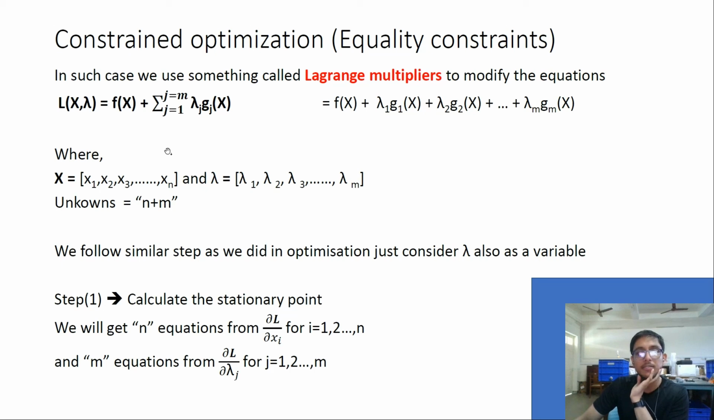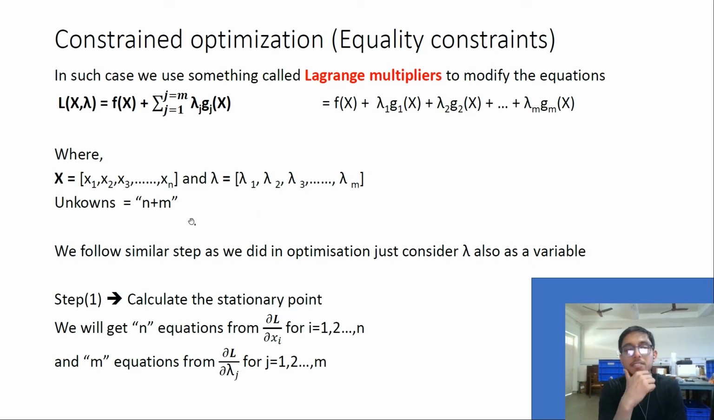Now, what are the variables? First, we don't know x1, x2, x3 till xn. So there are n variables here. And then we introduced m more variables, that is lambda 1 to lambda m. So the unknowns are now n plus m.